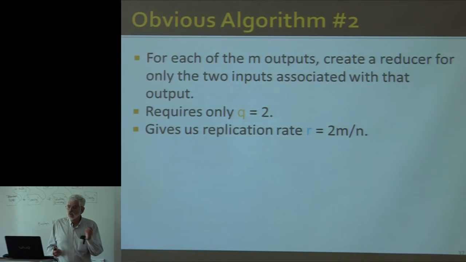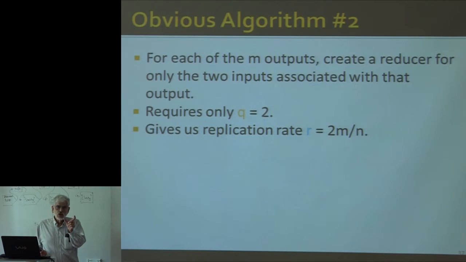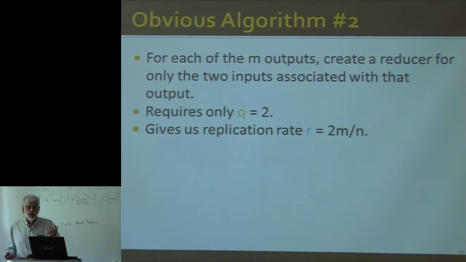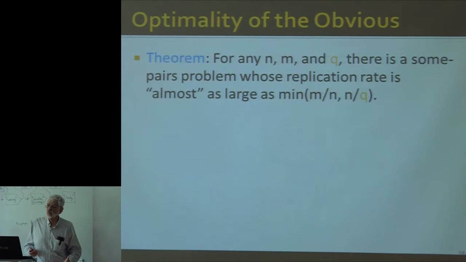and the replication rate, I claim, is 2m over n. Why? Because there are m edges. Each edge requires two inputs, so that's 2m inputs or copies of inputs that get shipped, and the replication rate is the average per input, so I divide by n, and I get 2m over n. Forget about the factor 2, just call it m over n. So you've got either n over q or m over n. Those are the two obvious algorithms.